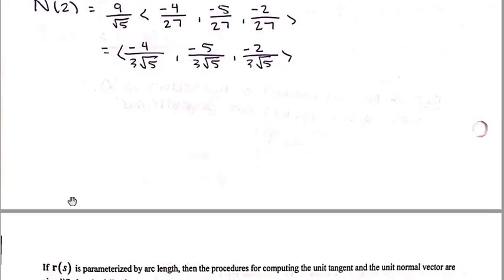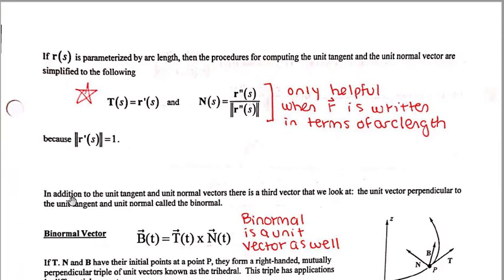The other thing we should know, that's in the notes, is that what we did last class: if the function is parameterized by arc length, then it simplifies our procedures for computing the unit tangent and the unit normal vector.